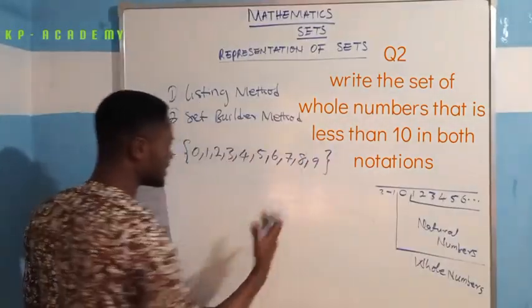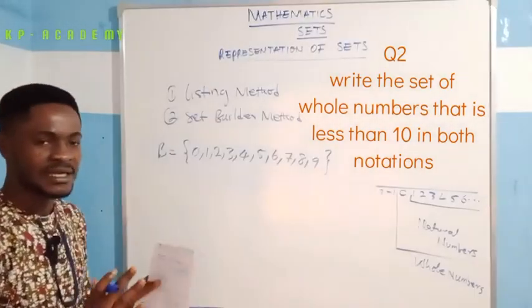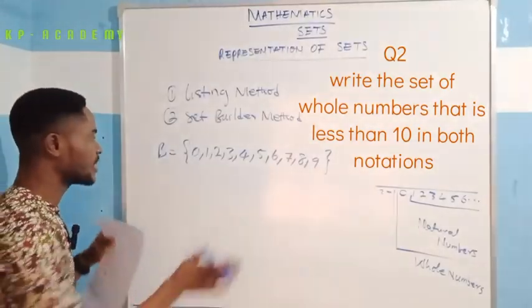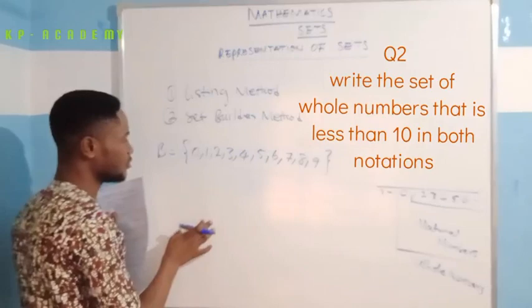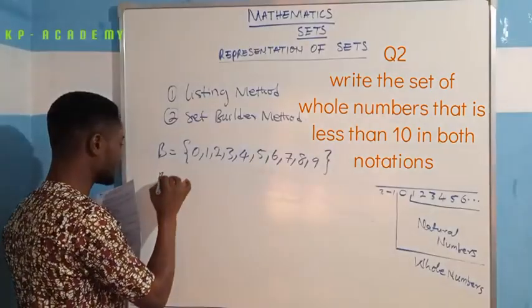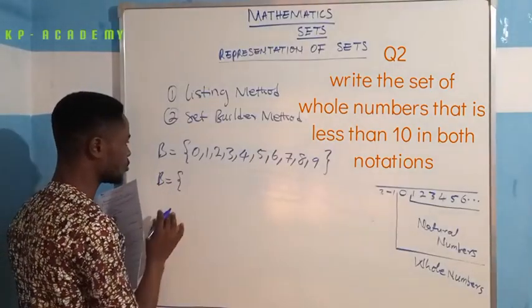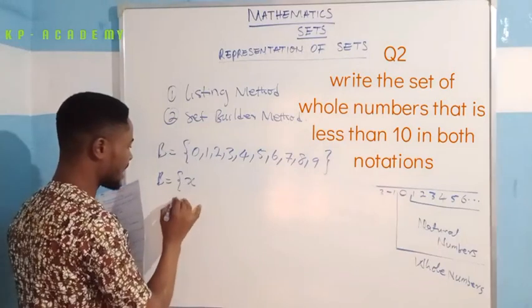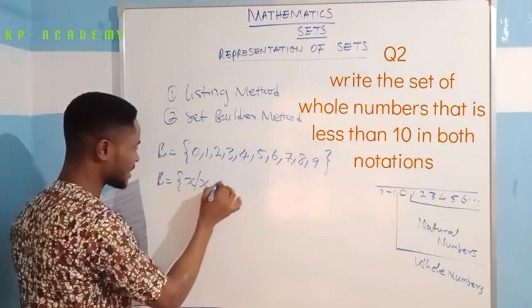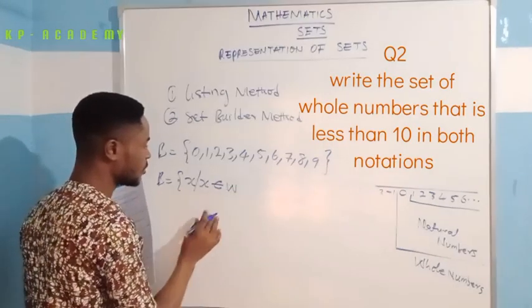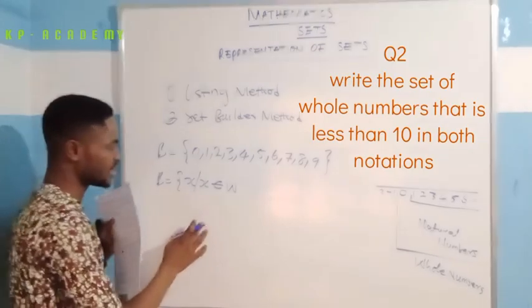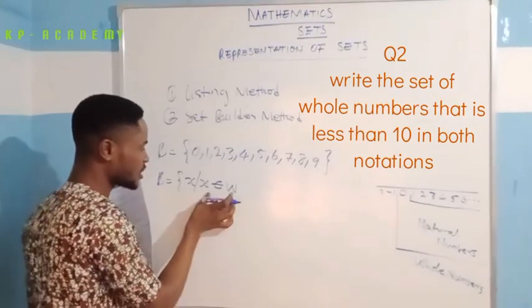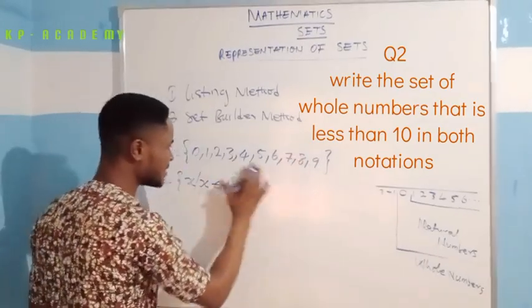Of course, looking at it in the listing method, it appears so simple. But let us now put it in set builder notation. In set builder notation, set B is the set of x such that x is an element of W. W is used in this case to represent whole numbers. And that is not enough, because not all whole numbers are in this set B.